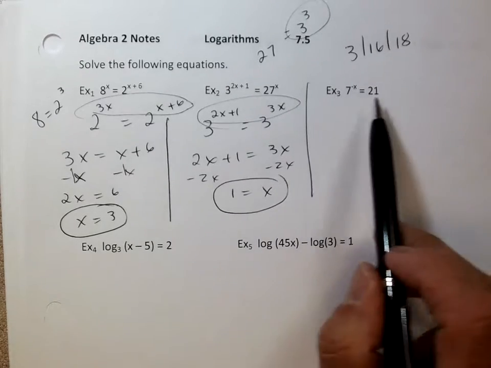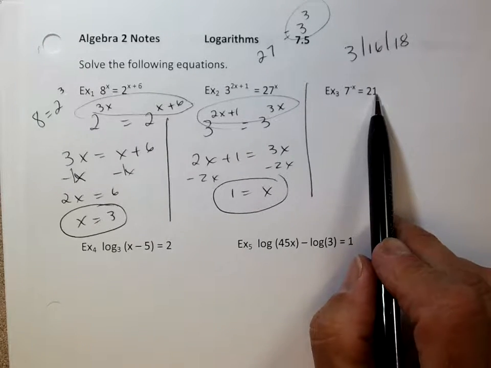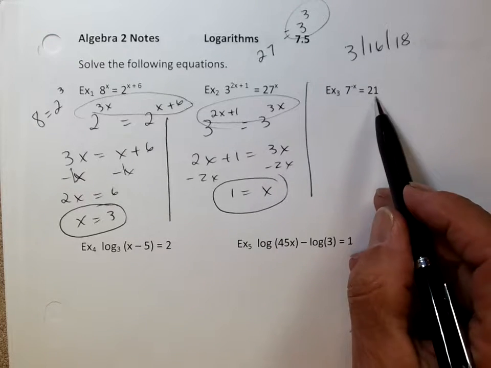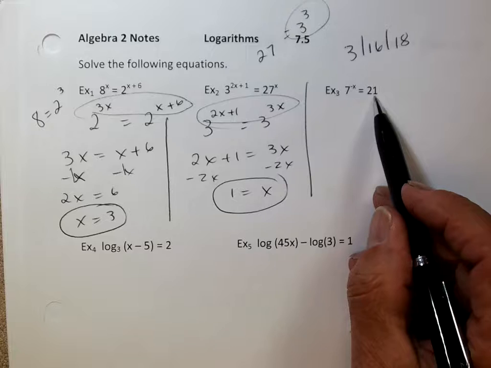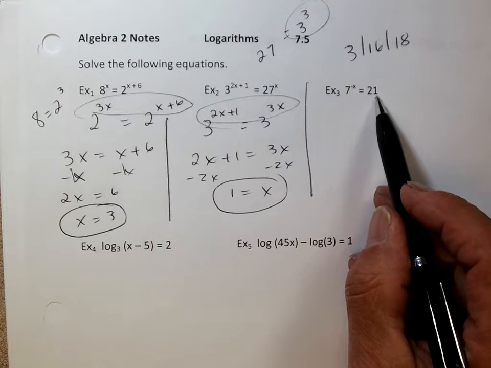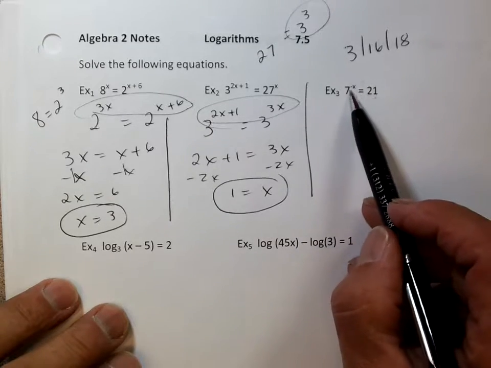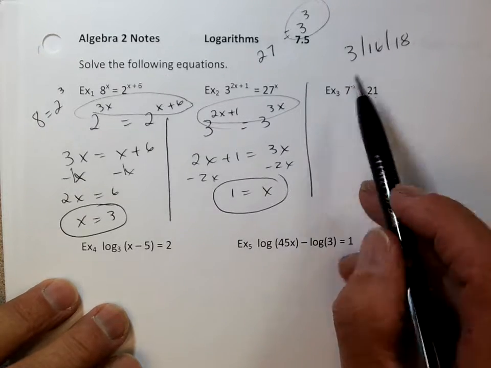But if you cannot make them into the same base, we're going to have to use logarithms. In example 3, you cannot make 21 into some power base of 7. Now 3 times 7, but that's different. So you can't do this. So what you're going to have to do is what we learned yesterday. In order to bring the exponent down, I'm going to take the log of both sides.